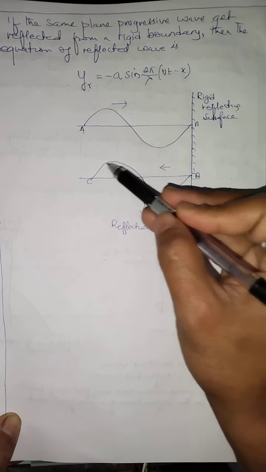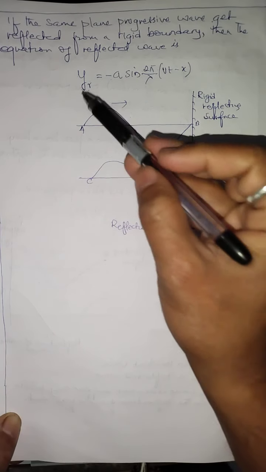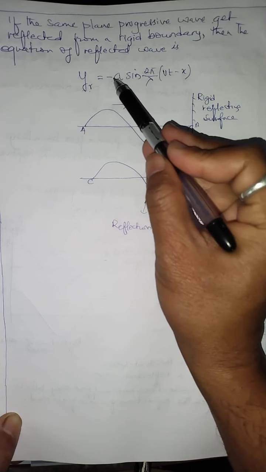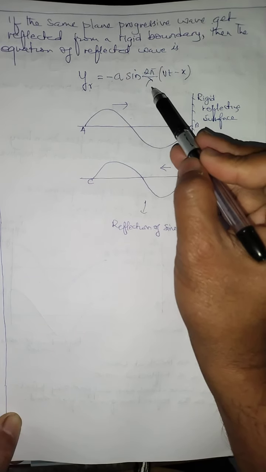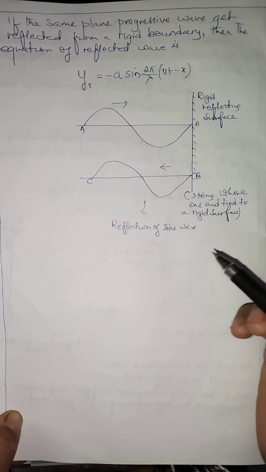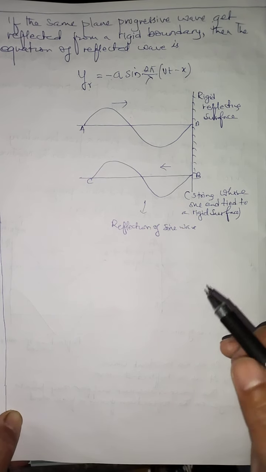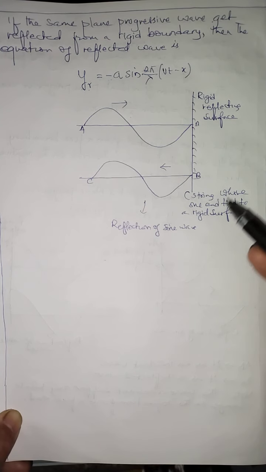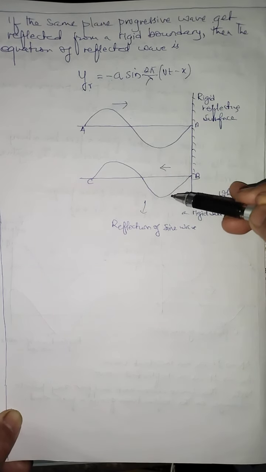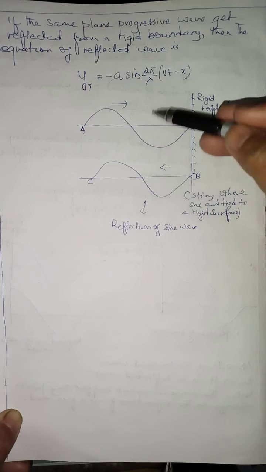See, negative displacement of the y-axis, starting from a negative expression. That's why what sign do we have to substitute? Minus sign. So that's why yr is given by minus a sine 2 pi by lambda (vt minus x). So in this case, the wave undergoes a phase change. And how much phase change has occurred? 180 degrees.